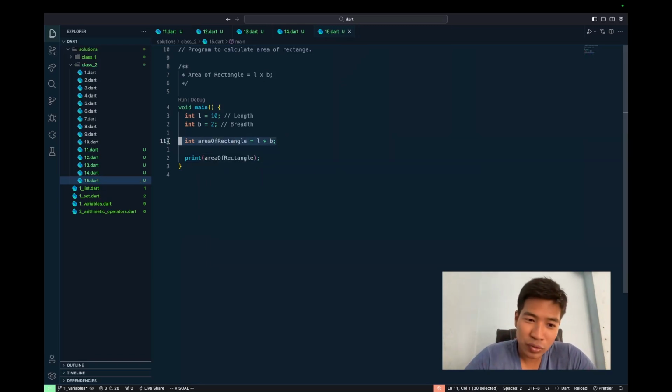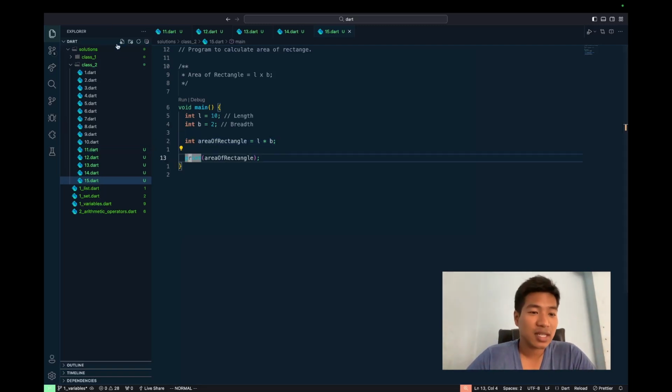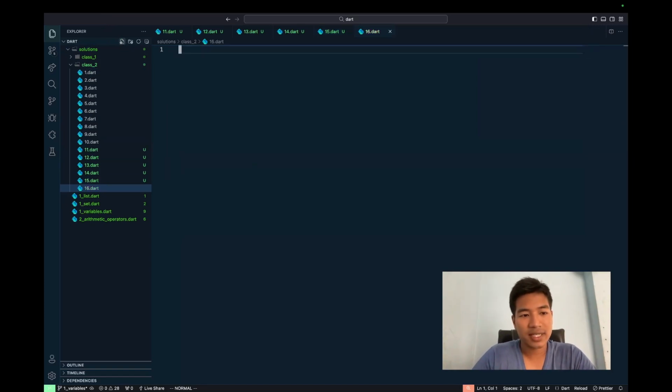And notice that the main program calculates the area using the logic. Simple. So moving on, 16.